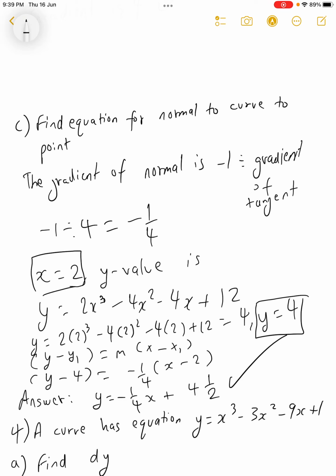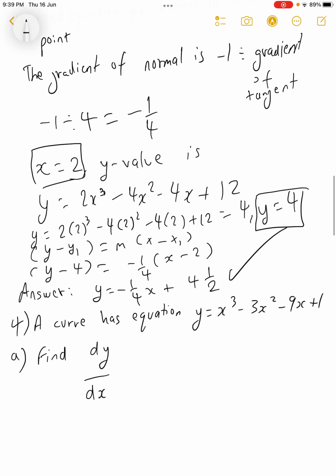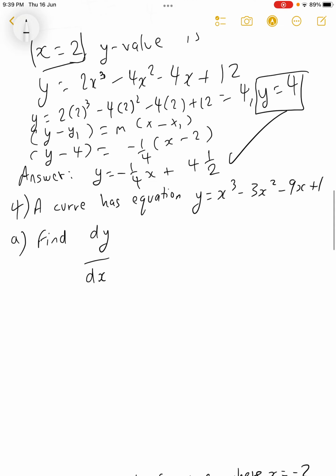Now you could also give your answer in the form x plus 4y equals 18 by multiplying through by 4 in order to get rid of the fractions. You could do that as well, but in this case I'm just going to leave this as a good equation. Let's move on to the next question.